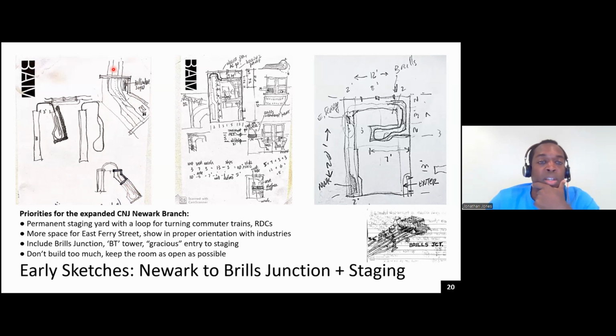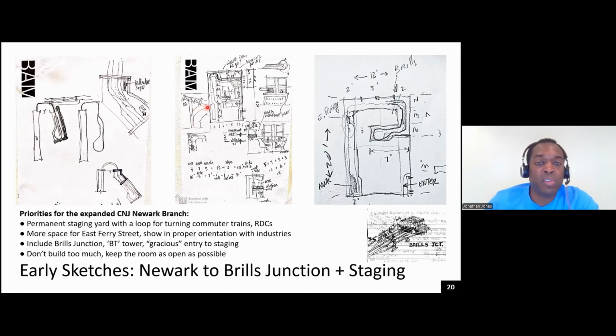And then here's a sort of enlarged version of what that might have looked like. I thought this was a little bit small and a little bit too compressed, so I started thinking a little bit bigger. This entry to the staging at Brills Junction was important to me, so that's what you see here. So this is the C&J line continuing to Jersey City, as we saw in the straight line diagram at the beginning of the presentation.